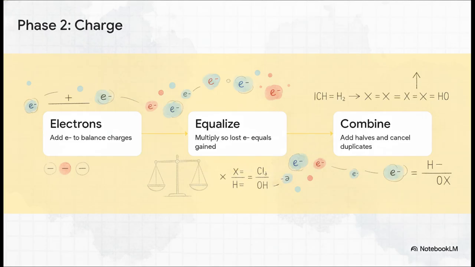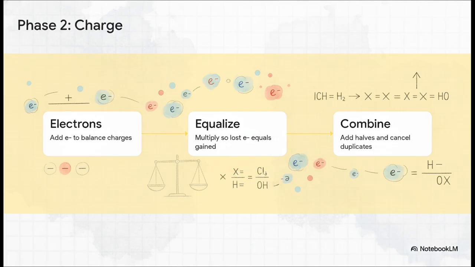Okay, so at this point, your atoms are perfectly mirrored, but your electrical charges are probably totally out of whack. So with the mass balanced, we enter the Polish phase. This is where we finally use electrons to balance the charge. Step 1 is to look at the total charge on both sides of your half reaction and add negatively charged electrons to the more positive side until the charges match perfectly.